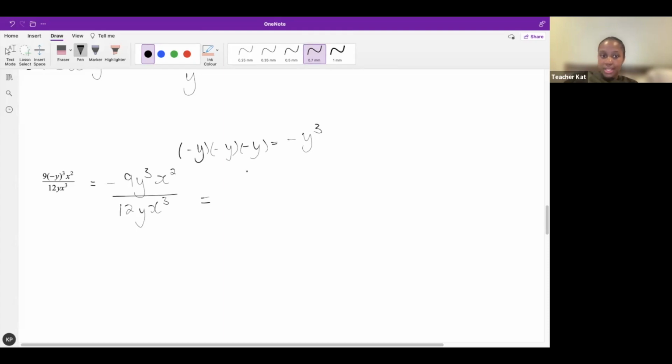How did we get negative? Kale, it was negative y times negative y times negative y, right? And we said the answer is negative y cubed. Now, if you look in the numerator, this means it's 9 times negative y cubed times x squared. This is positive times negative. What does a positive and a negative give you? A negative times another positive. Still a negative. Do you see why the whole numerator is negative? I hope I answered your question.